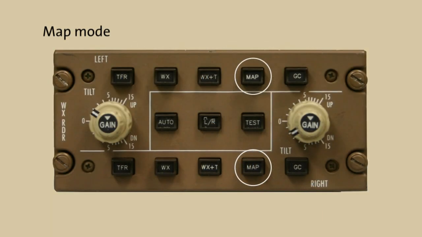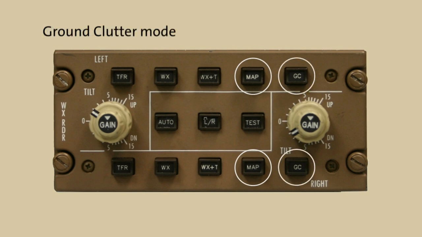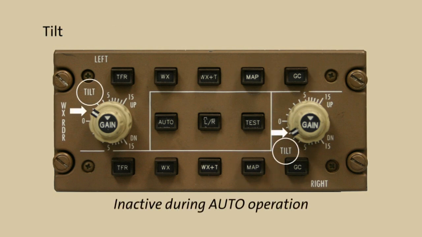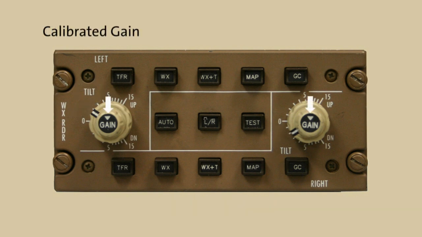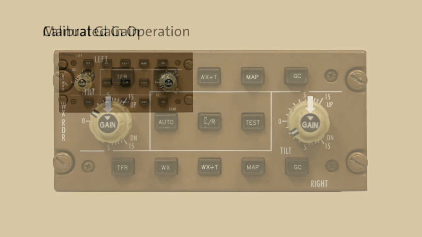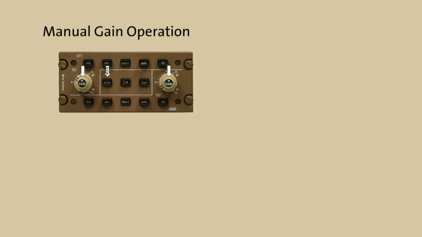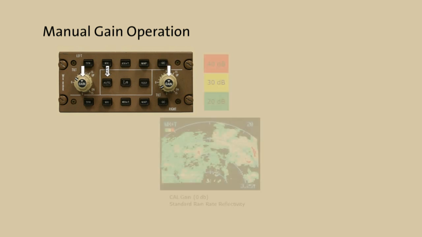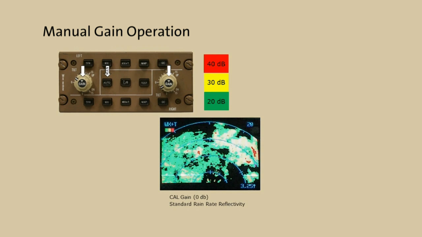Map mode displays all the information that the radar sees, both ground and weather returns. The ground clutter button is similar to map mode, except it is a spring-loaded momentary function. The tilt control is inactive during auto operation. Full above and below the calibrated gain position is available during both manual and auto operation. Calibrated gain is selected when the triangle is at the 12 o'clock position.